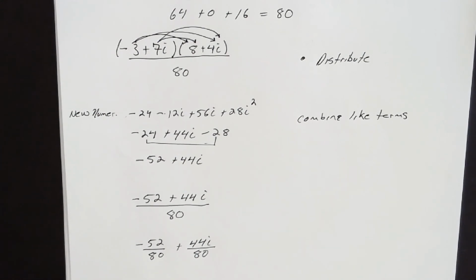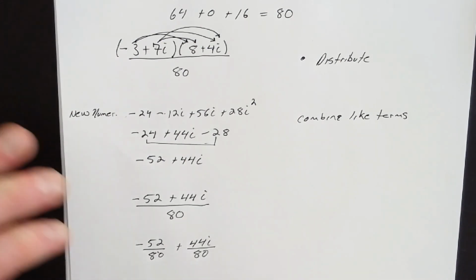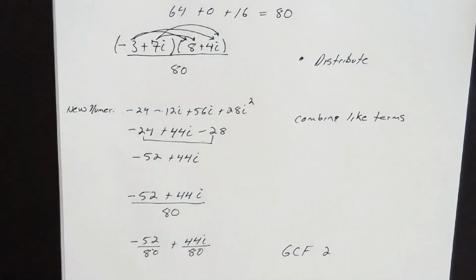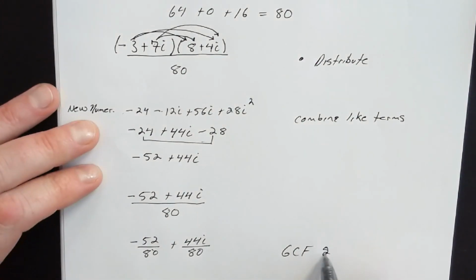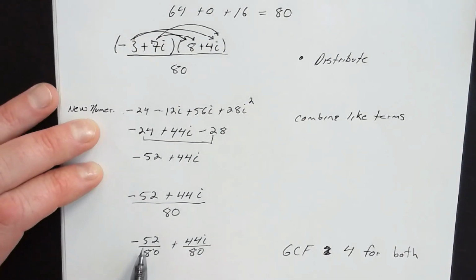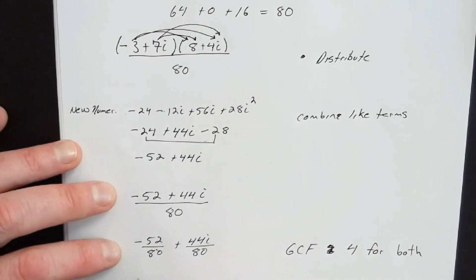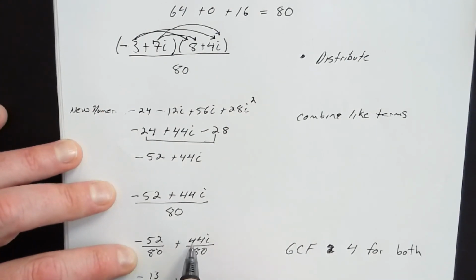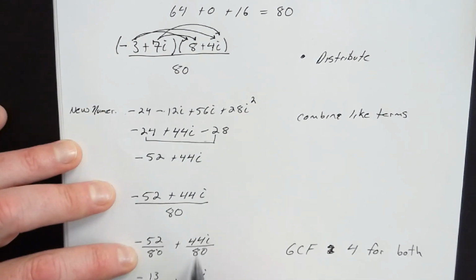So we're looking for our greatest common factors. The GCF is 4 for both. When we divide 4 into the top, we end up with minus 13 over 20 plus 11i over 20.